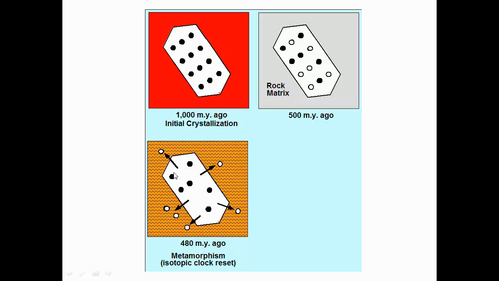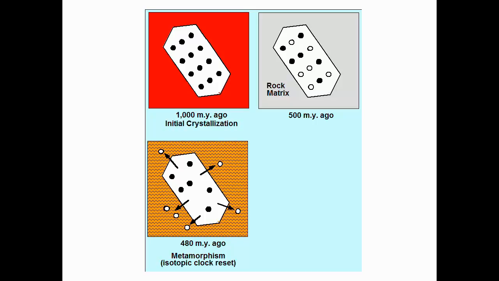At this point, we have reset the isotopic clock. The mineral now only has 100% parent isotopes in the crystal. Okay? The daughter isotopes have escaped into the surrounding rock matrix.